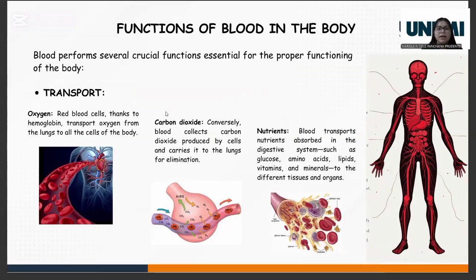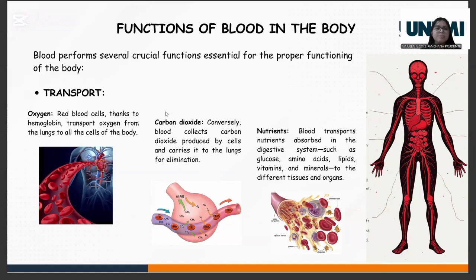Blood performs several crucial functions essential for the proper functioning of the body. As a special bodily fluid, it plays a central role in maintaining homeostasis throughout a variety of interconnected processes.